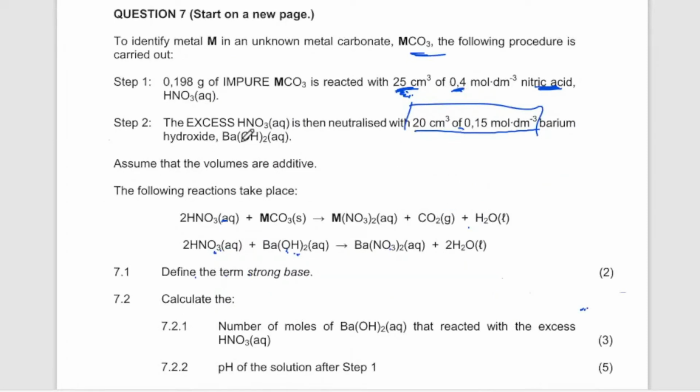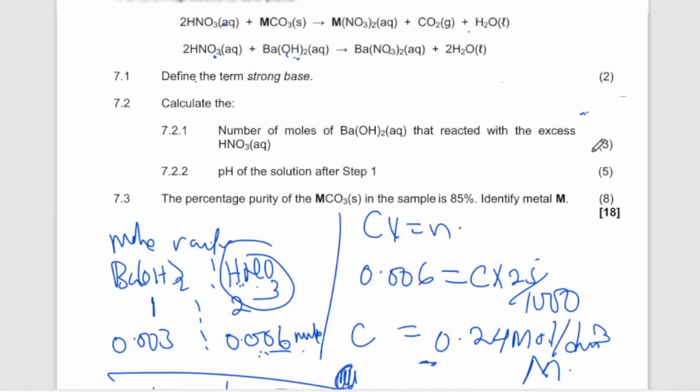All right. Now, number 2, they say that excess nitric acid was reacted with barium. But now we don't know how much we started with, how much reacted, and how much remained after reacting. So now we have to calculate all that so that we can score these 8 marks.